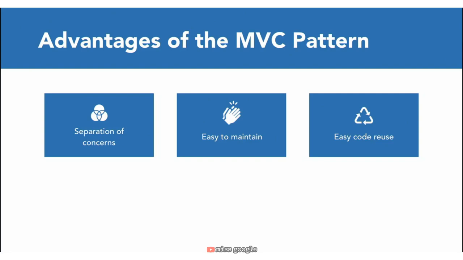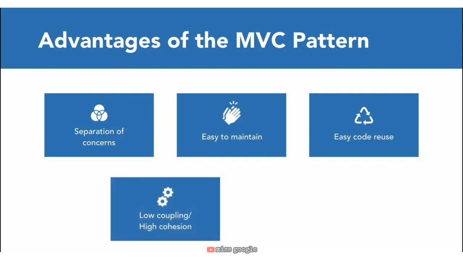The MVC pattern also encourages two important things to a software engineer: low coupling and high cohesion. Low coupling means that the code in different areas is independent of the code in other areas, and high cohesion means that related code can be placed together. This is something that happens very naturally when you follow the MVC pattern.